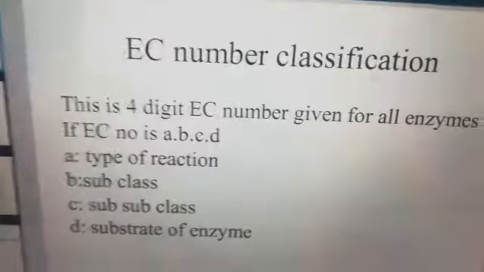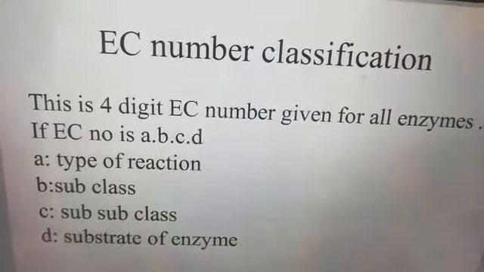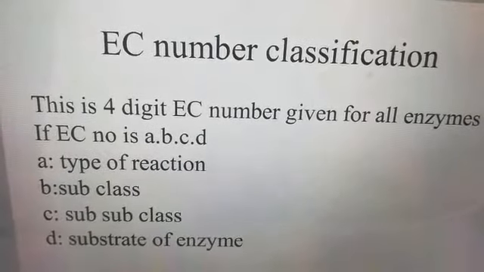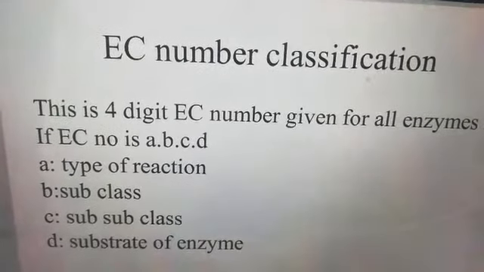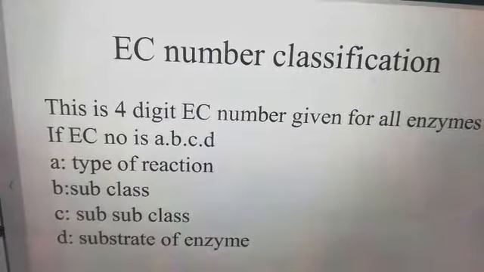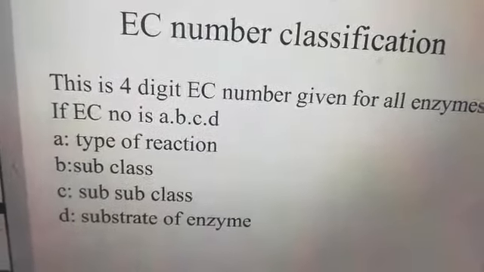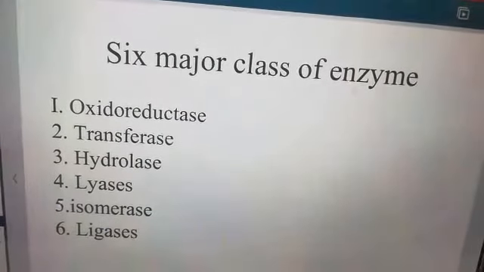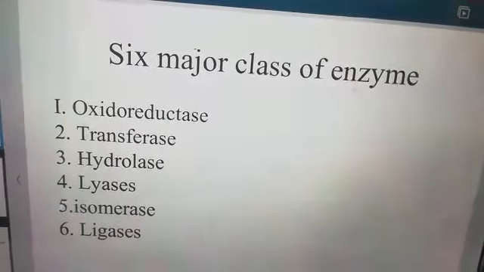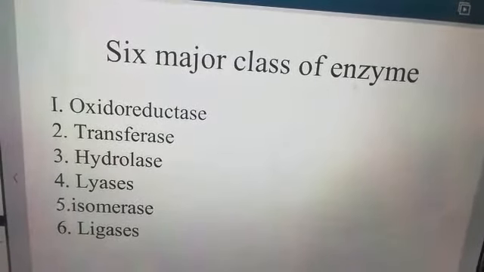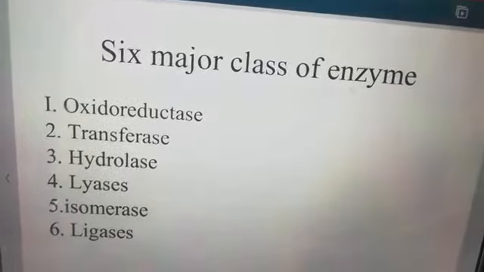If the EC number of a particular enzyme is A.B.C.D, then A indicates the type of reaction, digit B indicates the subclass, digit C indicates the sub-subclass, and digit D indicates the substrate of that particular enzyme. There are 6 major classes of enzyme on the basis of this EC number system. First is oxidoreductase, second transferase, third hydrolases, fourth lyases, fifth isomerase, and sixth ligases.